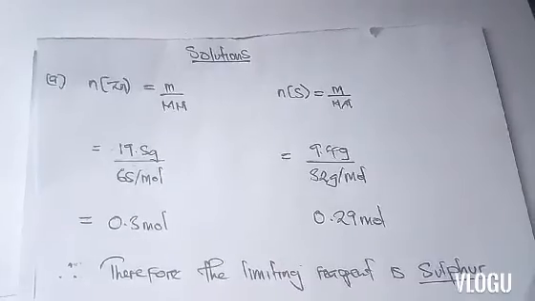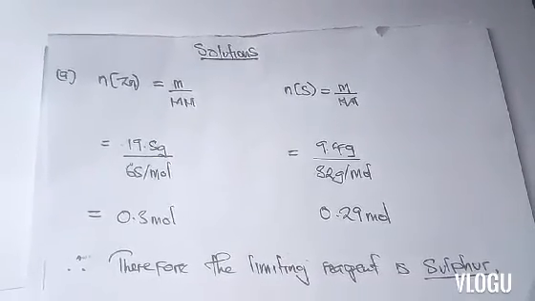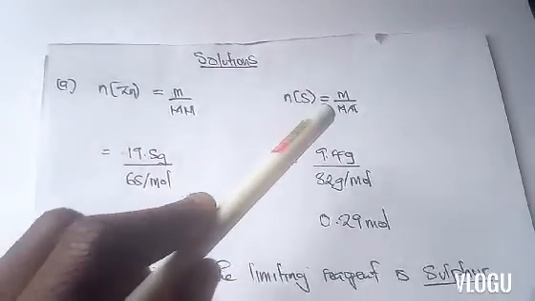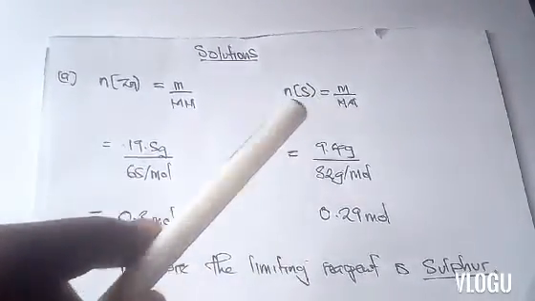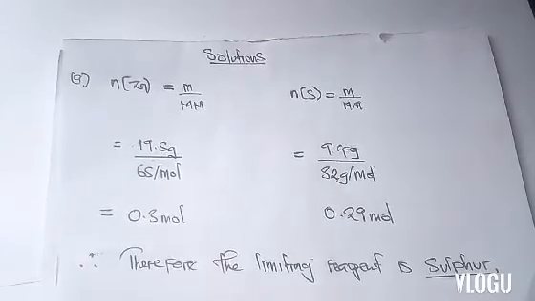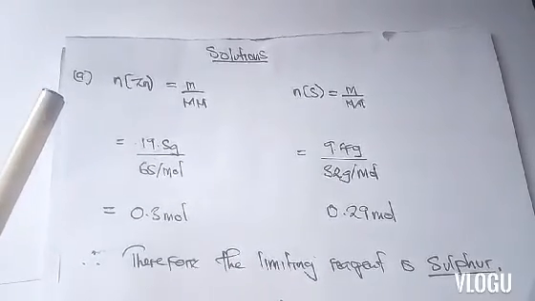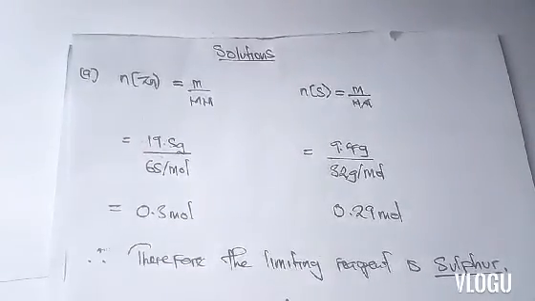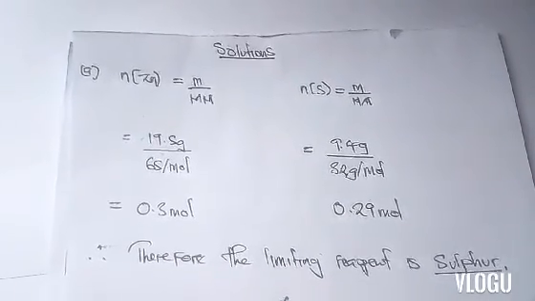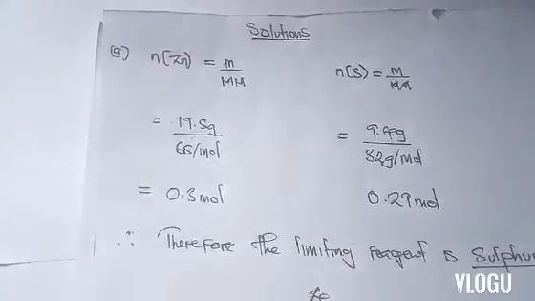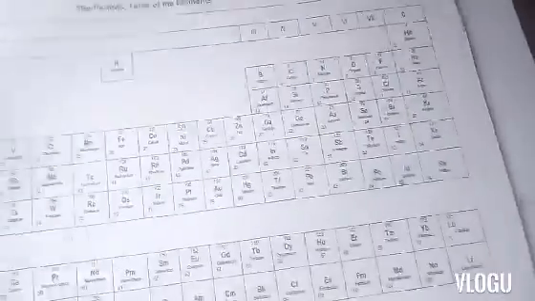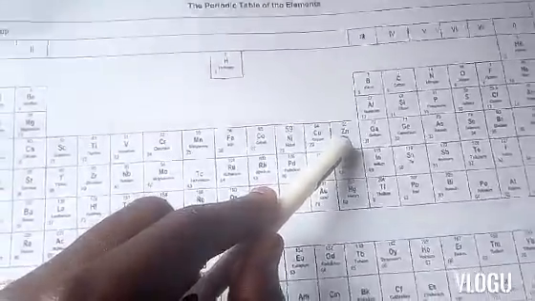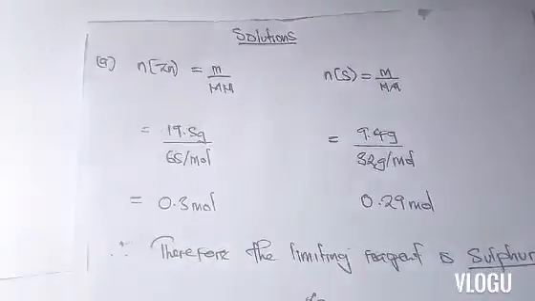The first thing that you are supposed to do in this method, which we are going to call method 1, is to find the number of moles of zinc as well as the number of moles of sulfur. Finding the number of moles of zinc, we say number of moles is equal to mass over molar mass. So we'll say the mass which we are given in the question, which is 19.5 grams, over 65 grams per mole. When you go on your periodic table, you find zinc right there, which is 65 grams per mole.